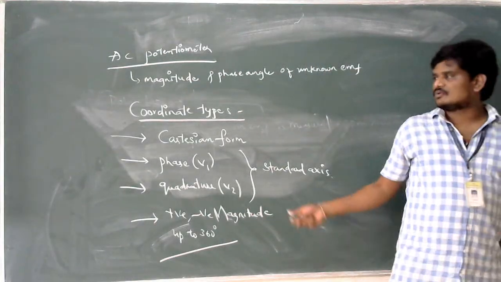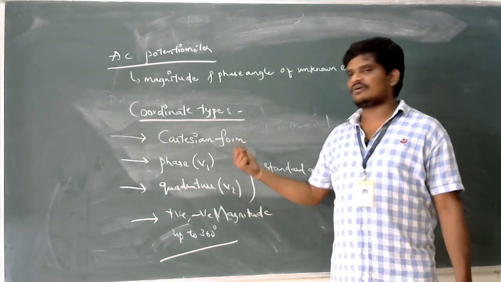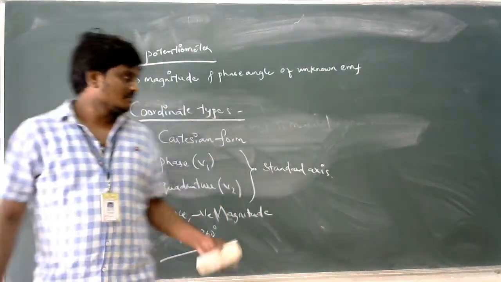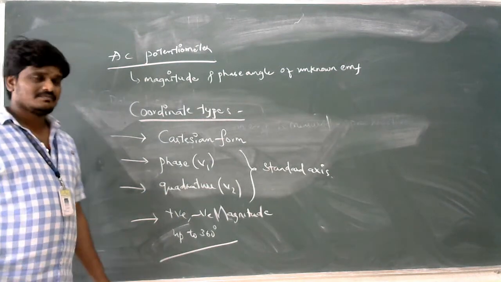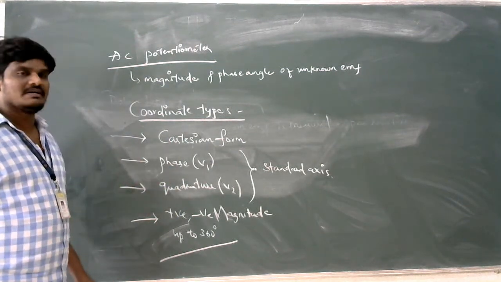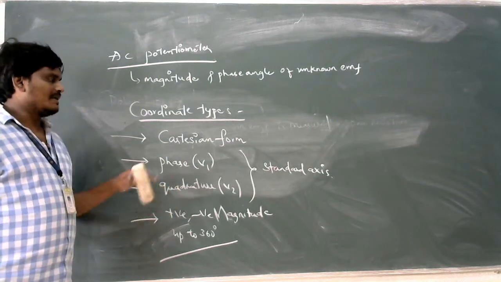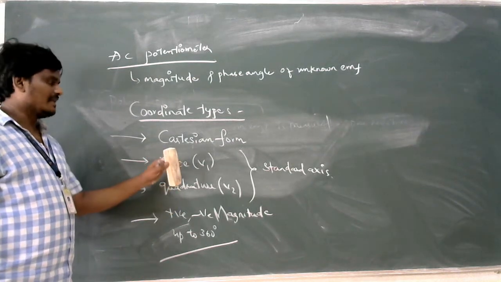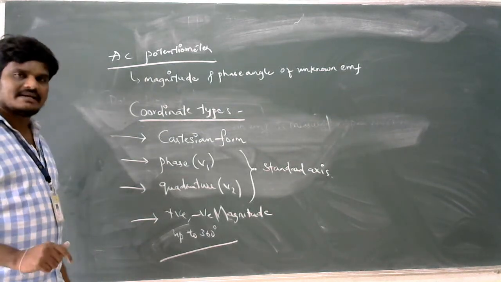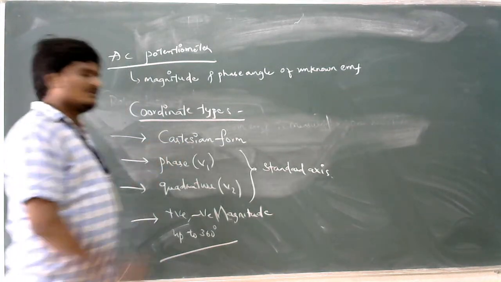Here the magnitude of the unknown EMF and the phase angle of the unknown EMF can be calculated in Cartesian form. And what is the second point? Here, in the case of an AC coordinate type potentiometer, phase and quadrature, that is, magnitude and phase angle, are represented with respect to the standard axis.